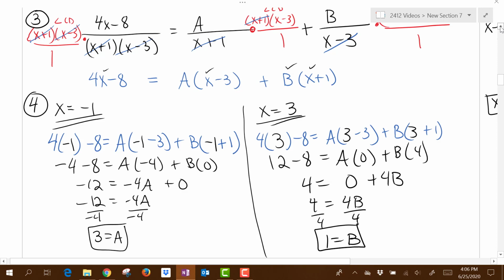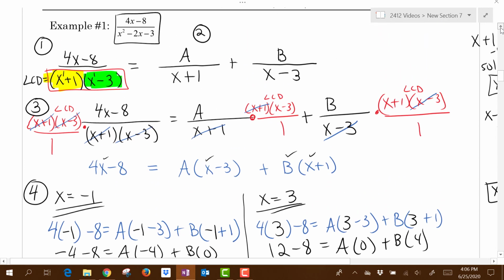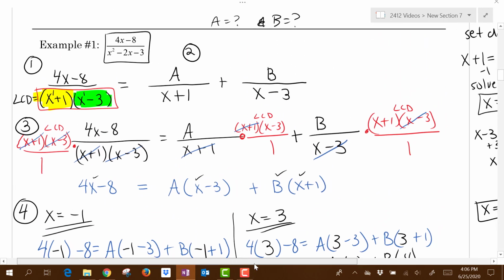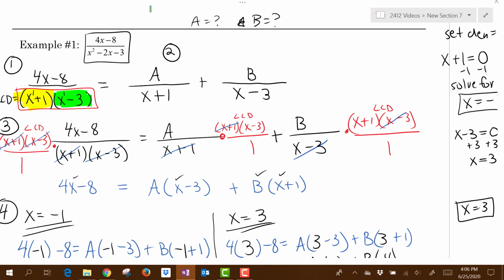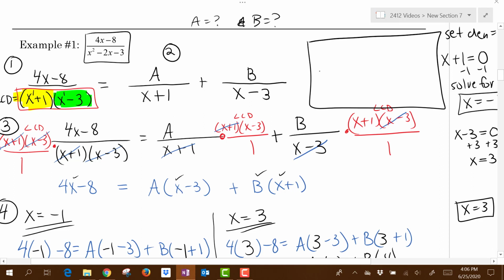Alright, so we found both quantities that we were looking for. So let's go back up and say, okay, what have we actually found by finding the values of these letters? What we just found was this. We said a was 3, so in place of a, I'm going to put a 3. So that goes on top of the x plus 1. Plus, we said b was 1 over x minus 3.